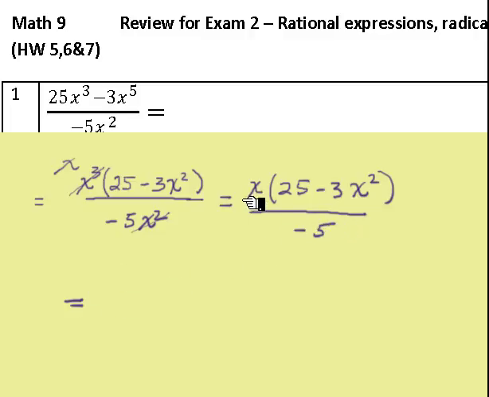Or you could leave it like that, or multiply through the numerator and get 25x minus 3x cubed divided by minus 5. And let me just caution you not to divide the 25 by this negative 5, because we can only divide the denominator into the entire numerator. We would do that only if the 5 divided into this coefficient as well, which it doesn't. So 5 does not divide into the entire numerator, so we're just going to leave it like this.